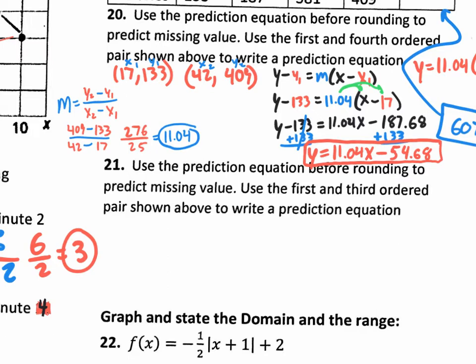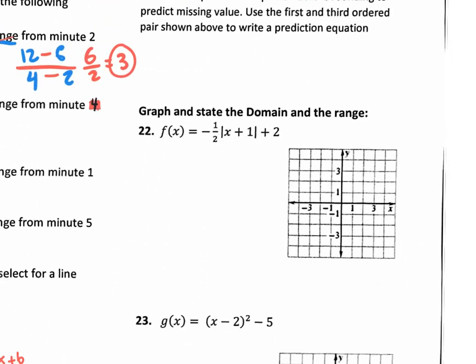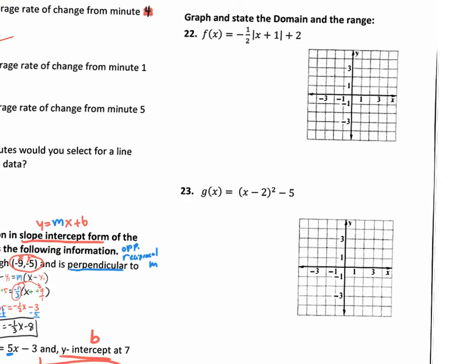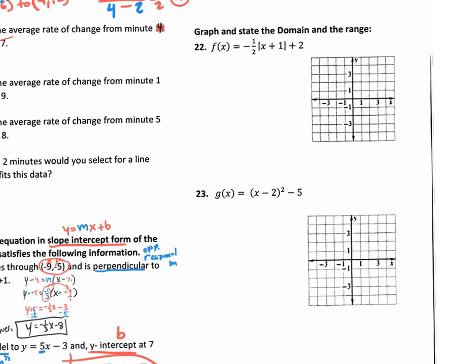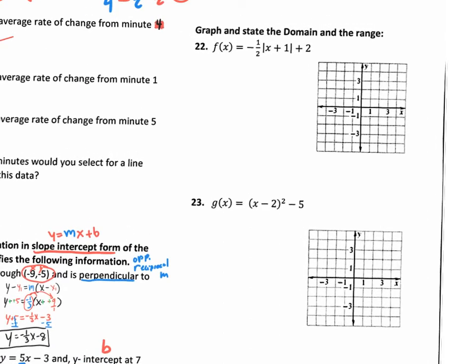Since I explained the first one, and I hope we understand it, I hope you guys could get through this one. The answers are provided in the back wall right there, and they'll also be provided on Edmodo, so you could verify your answers. Let's jump to 22 and 23. It says, graph and state the domain and the range.